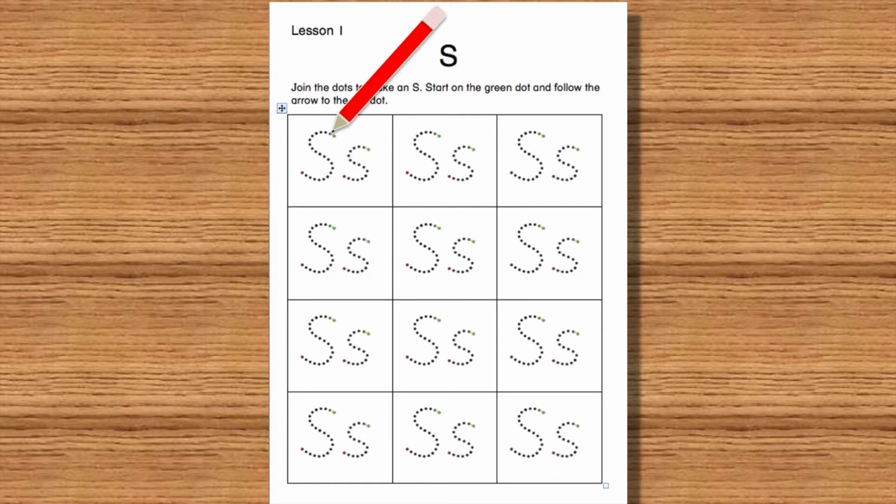In your workbook, you will find a page that looks like this. See if you can write some S sounds with your pencil. Follow the dots round. Start at the green dot and head to the red dot. Pause the video and write some S sounds.